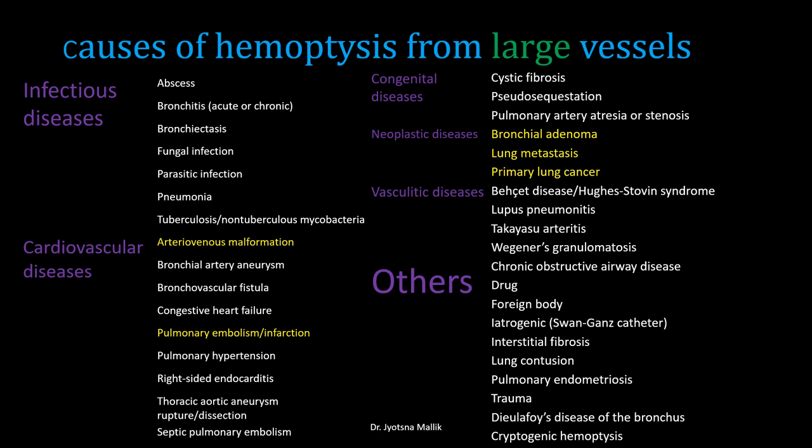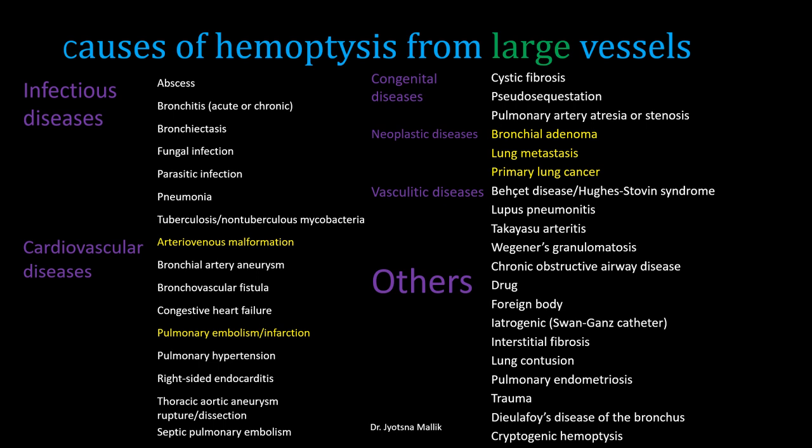If a large vessel is the cause of hemoptysis, then it could be because of infective disease, cardiovascular disease other than those mentioned, coagulation disorder, neoplasia or vascular disease. In infective disease, any abscess, bronchitis, bronchiectasis, fungal infection, parasitic infection, pneumonia, tuberculosis, non-tubercular mycobacteria could be the cause.